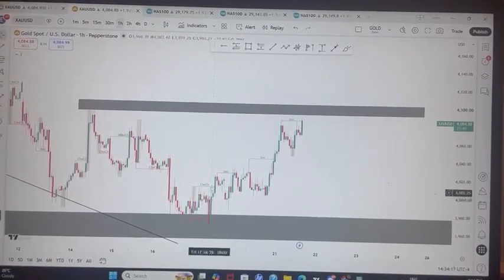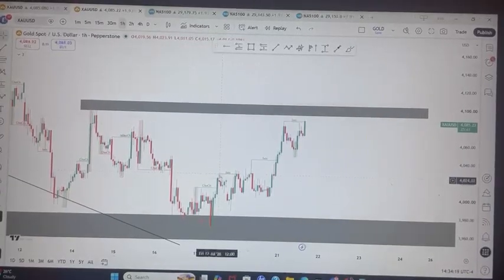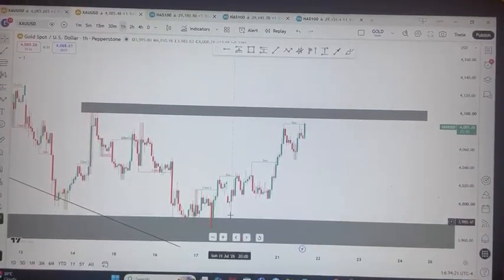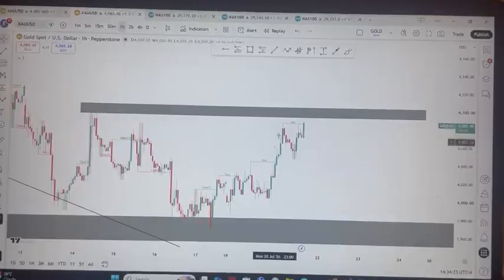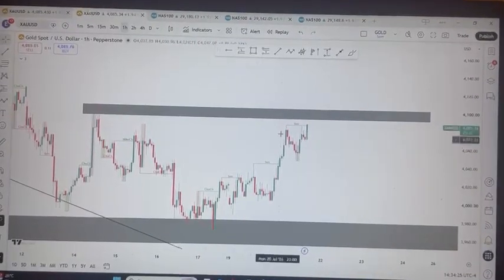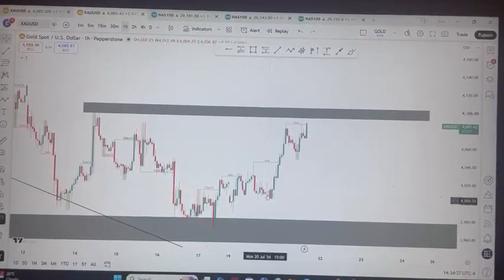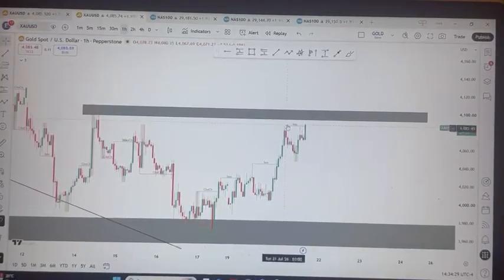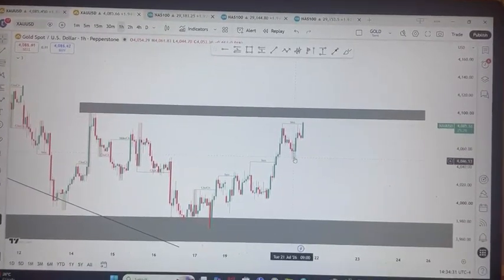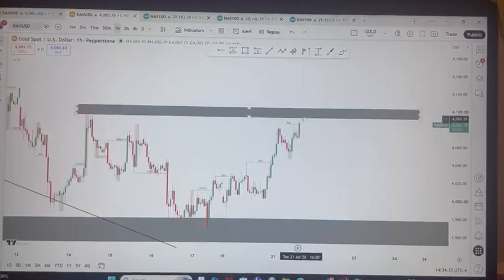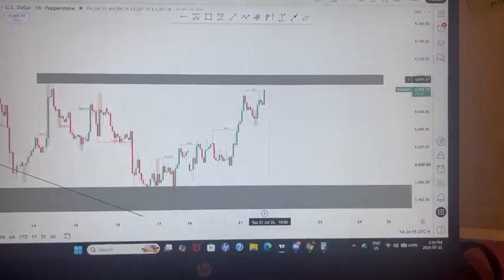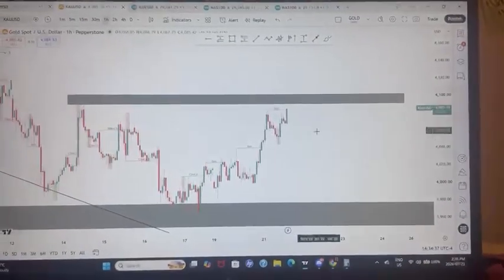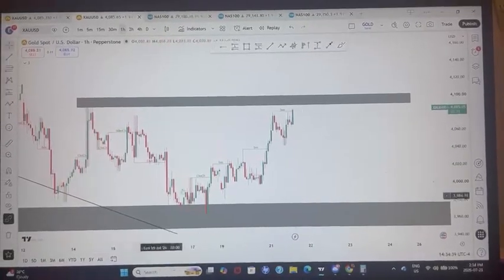You can see we had a break of structure over here, a pullback, right? And then price just continued to push higher, right? So even over here we had a break of structure, price pulled back, and then we're starting to have a continuation. So these are little 1-hour trades that you could take inside this 4-hour key zone.